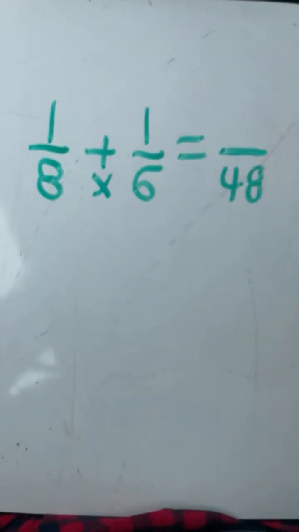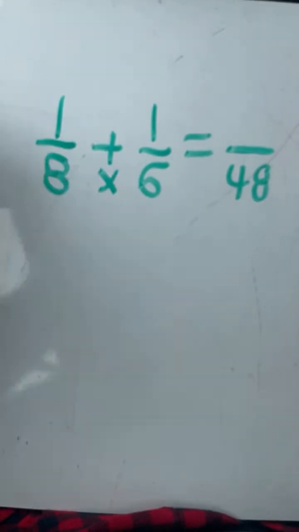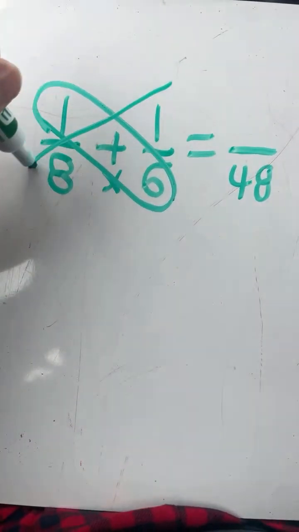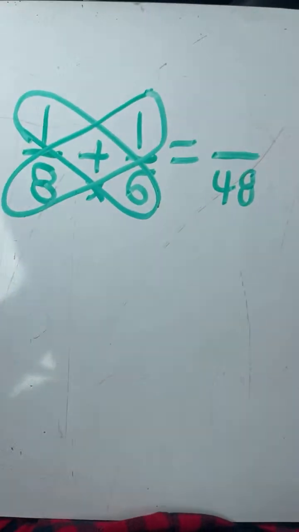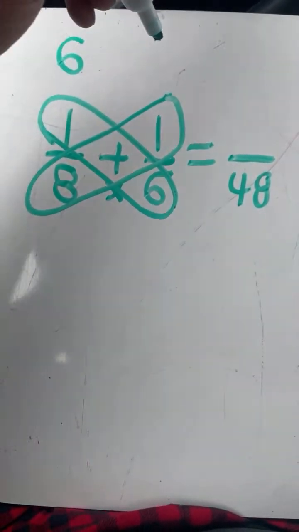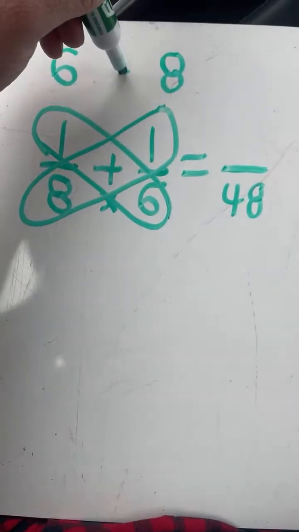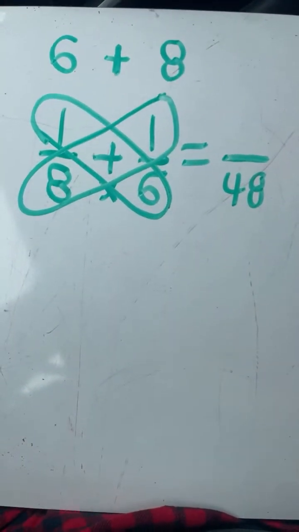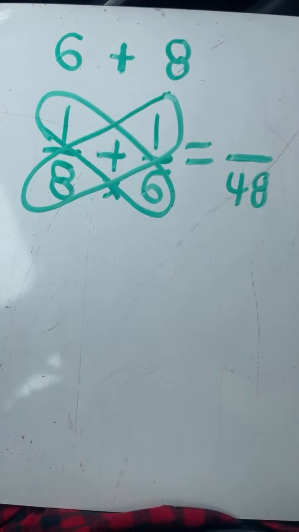Next, we have to multiply each numerator times the opposite denominator. So we're going to multiply 1 times 6, and we're going to multiply 1 times 8. 1 times 6 equals 6. 1 times 8 equals 8. And to get our answer, we have to add our two numerators together. So 6 plus 8 equals 14.